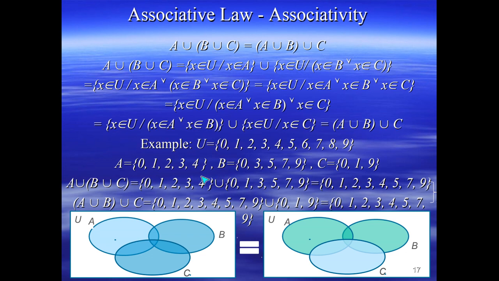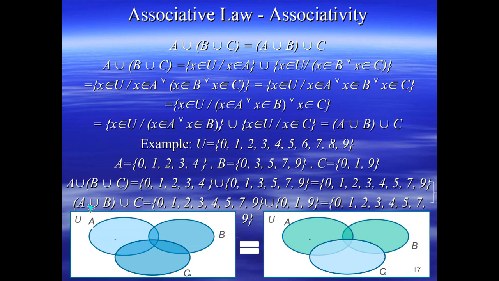And I should unite it with A, which is 0, 1, 2, 3, 4. So what do I obtain without counting twice the common ones? 0, 1, 2, 3, 4, 5, 7, 9. 6 and 8 are absent here. And all right. This is correct. 0, 1, 2, 3, 4, 5, 7, 9.